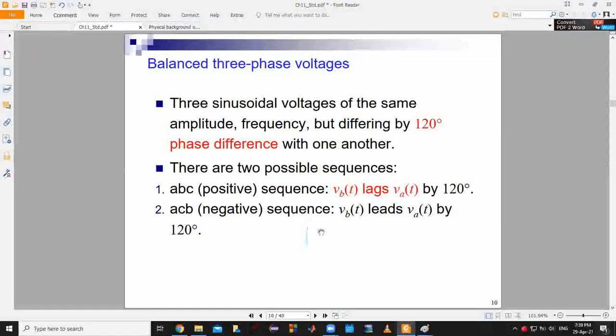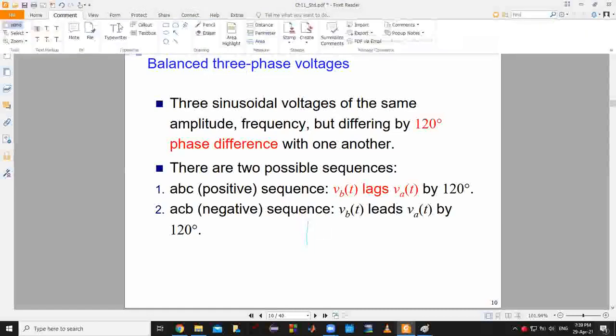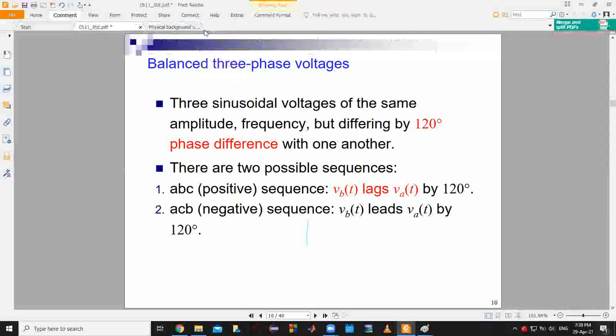How can I do that? Let me just use this. So the positive sequence A, let's say it starts. So it starts, for instance, we have A, we have B, and we have C. So A, B, C, and there is a 120 degrees between them.